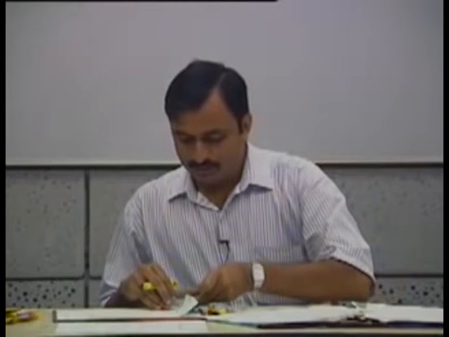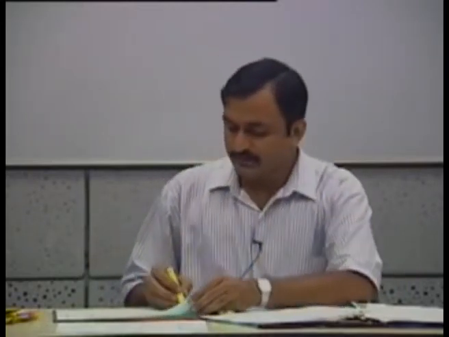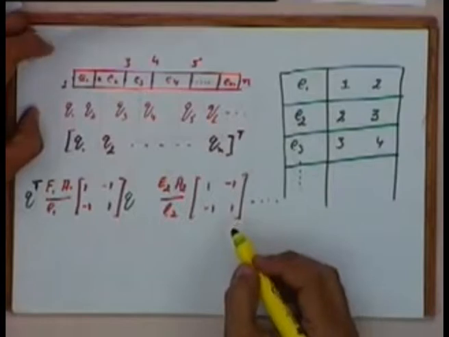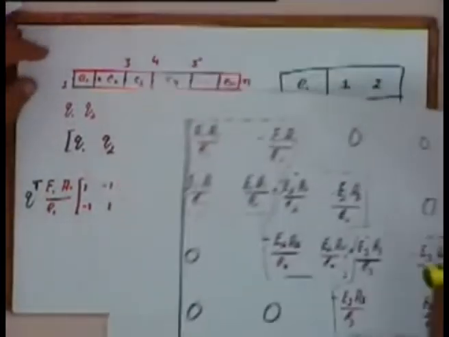so now what we will do is, instead of writing the individual matrices like this, I will write a global matrix which will look something like this.